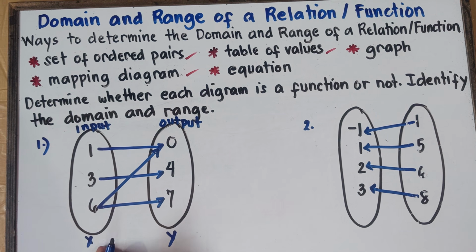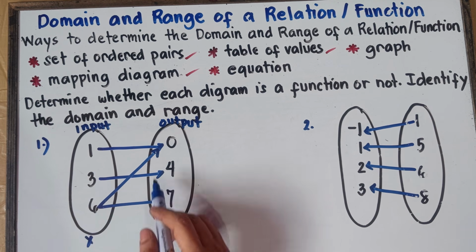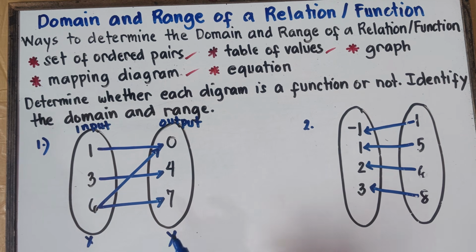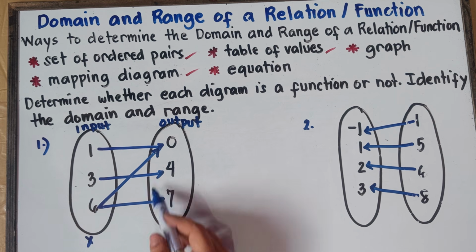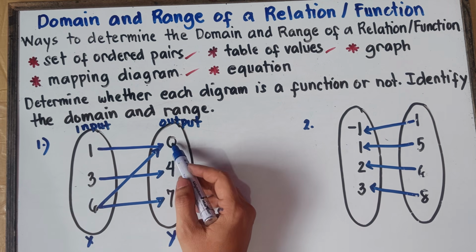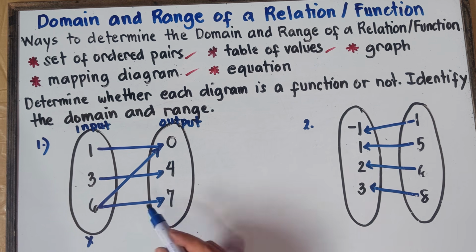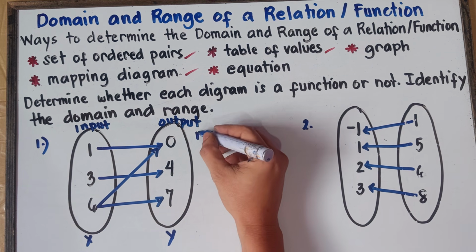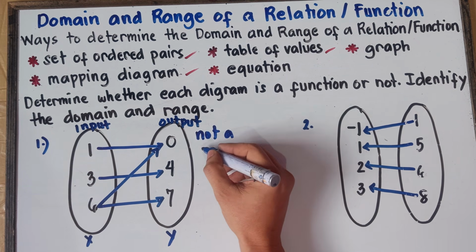That's correct. This will not be a function because this input 6 corresponds to 2 different outputs. Or the quick and easy way, this input 6 has 2 arrows going to output 0 and then 7. So therefore, this will not be a function. So not a function for number 1.